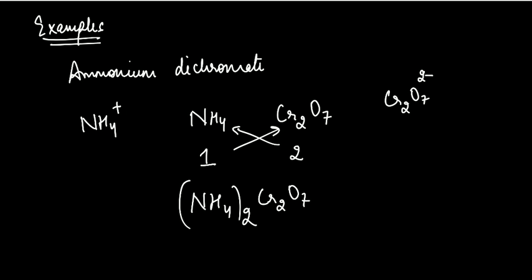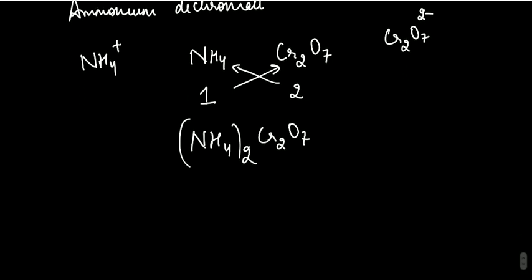It's an ion. So dichromate valency is 2. So 2 ammonium ions are chemically bonded with one dichromate radical. So do it like this, whole twice. So this is the chemical formula of ammonium dichromate.